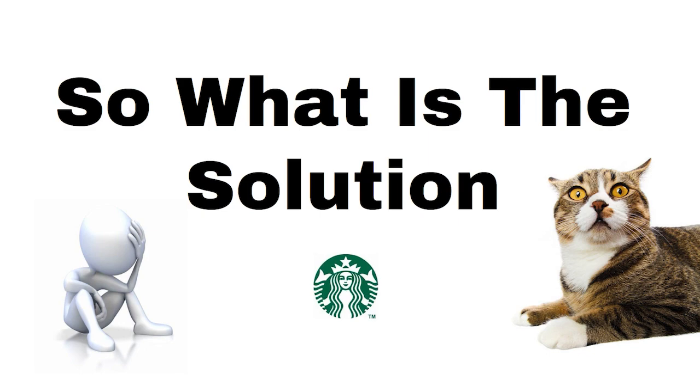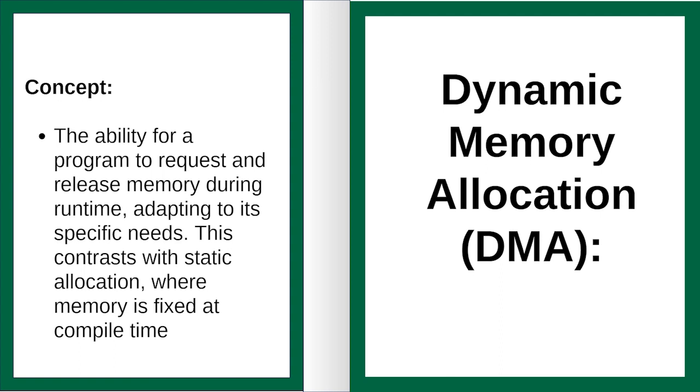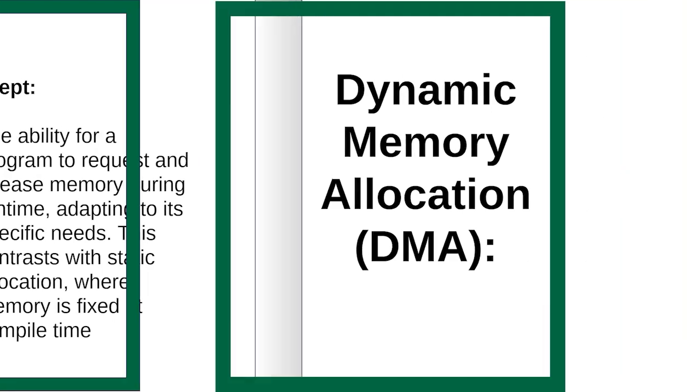There comes the concept in computer science called dynamic memory allocation. The concept is very simple. It is the ability of a program to request and release memory during runtime. That means the program dynamically asks for memory each time, adapting to its needs. This contrasts with static allocation, where memory is fixed at compile time.